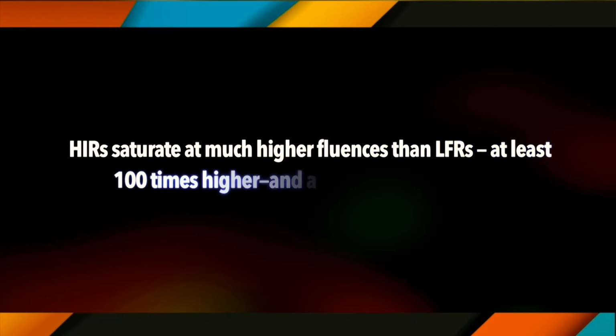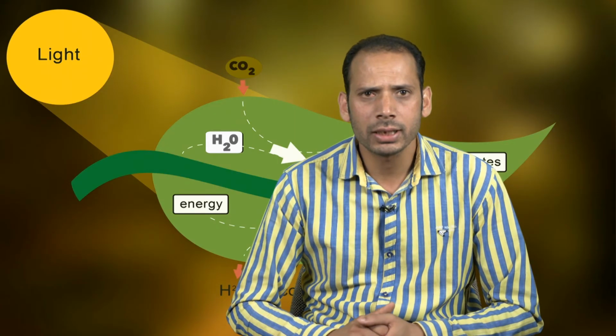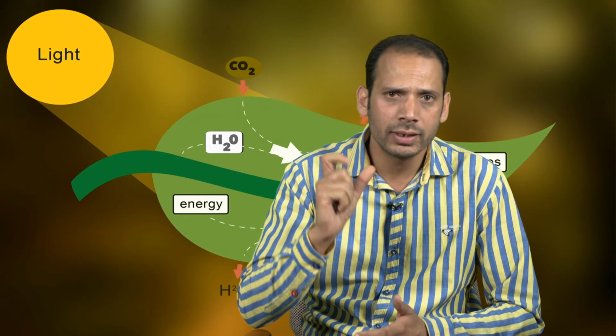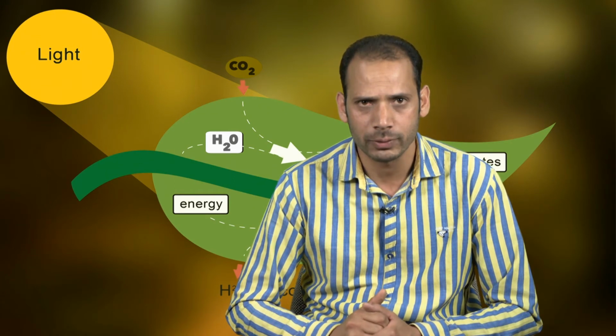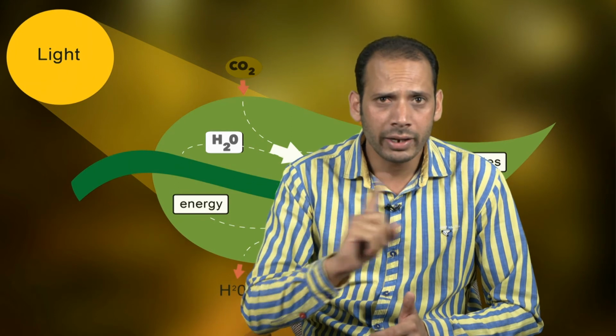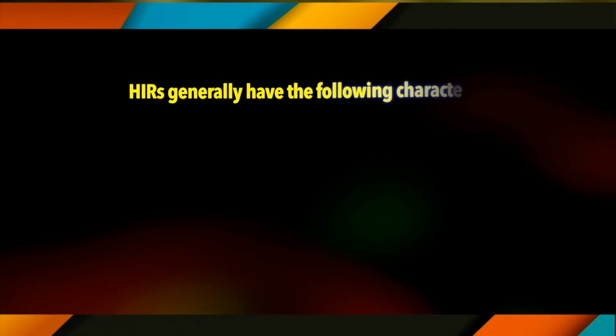High irradiance responses saturate at much higher fluence than low fluence responses, at least 100 times higher, and are not photoreversible, because neither continuous exposure to dim light nor transient exposure to bright light can induce high irradiance responses. High irradiance responses do not obey the law of reciprocity. Thus, high irradiance responses generally have the following characteristics.